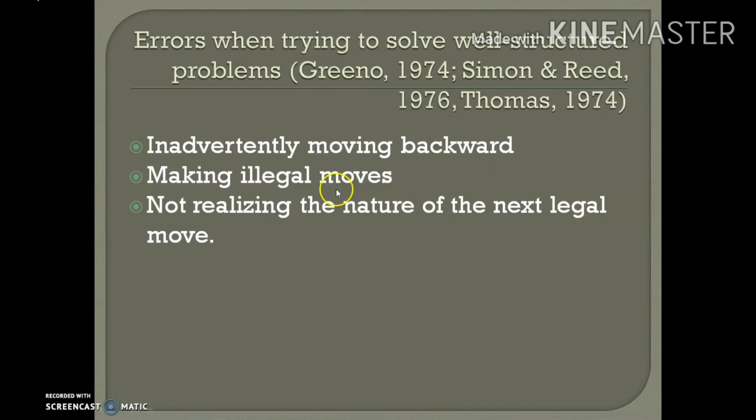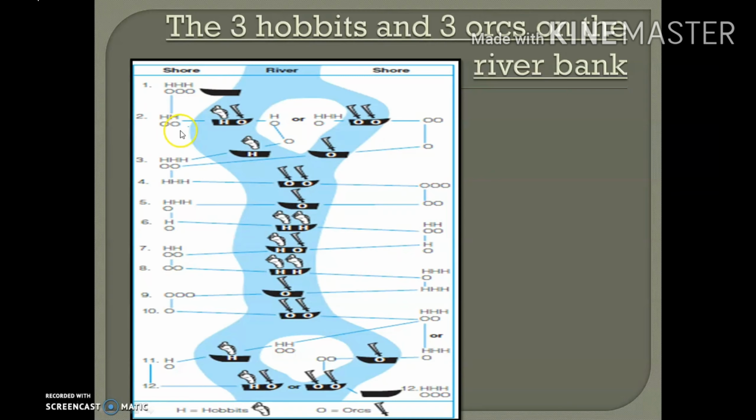And second, making illegal moves. They make an illegal move, that is, a move that is not permitted according to the terms of the problem. For example, a move that resulted in having more than 2 individuals in the boat would be illegal. Having 2 more individuals is not possible.